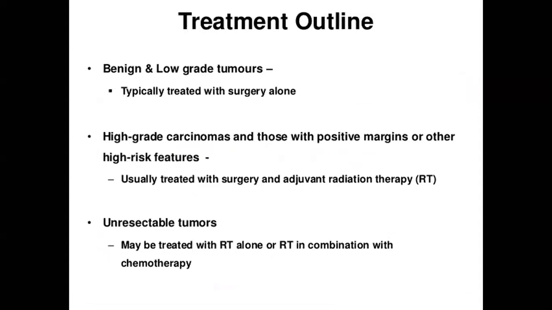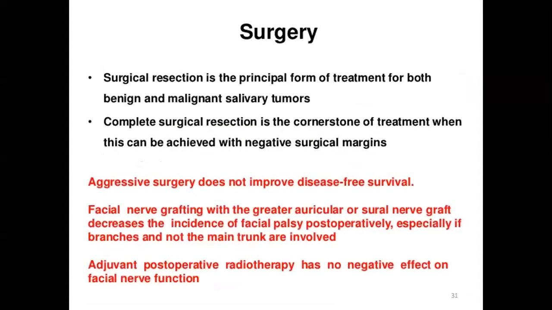Treatment involves surgery and radiotherapy. For benign and local tumors, you can typically do surgery. If it's a high-grade carcinoma, or those with positive margins or other high-risk features, you will need to do surgery, or you can go for adjuvant radiotherapy. Unresectable tumors are treated with radiotherapy, or radiotherapy in combination with chemotherapy.